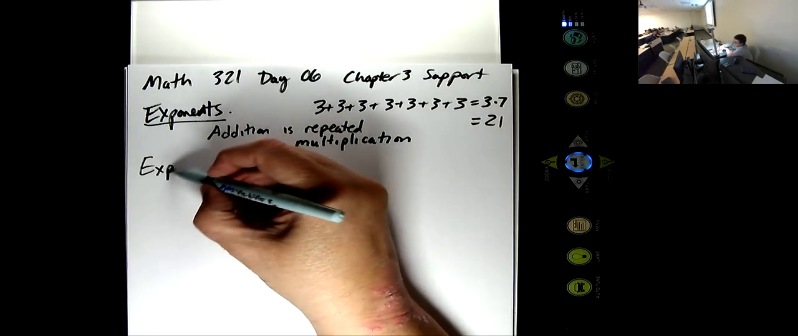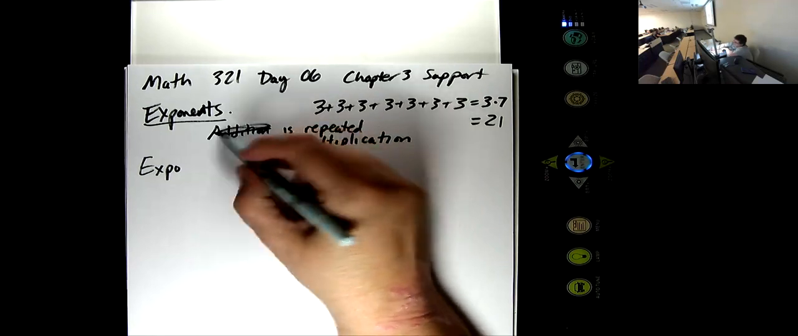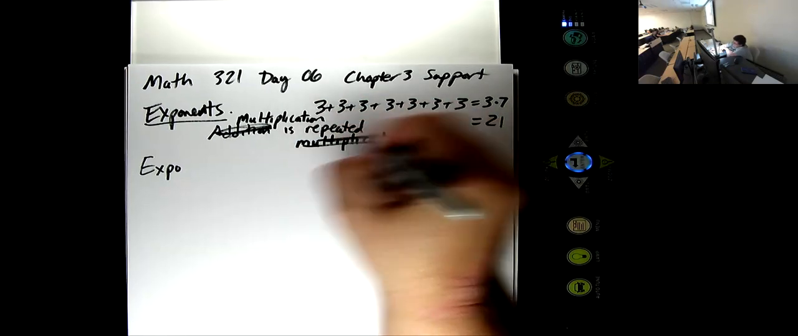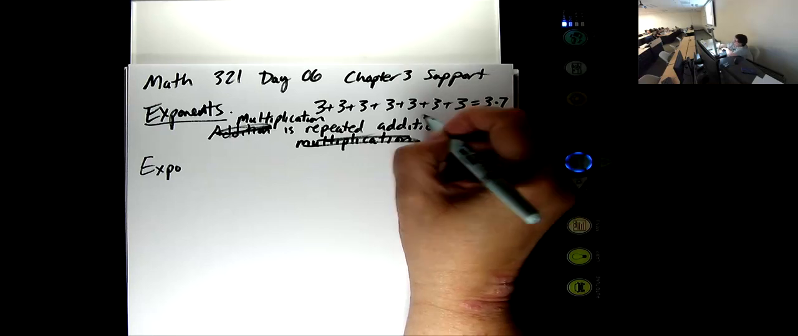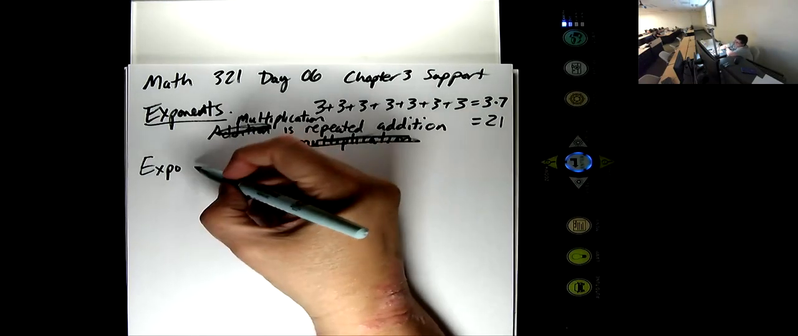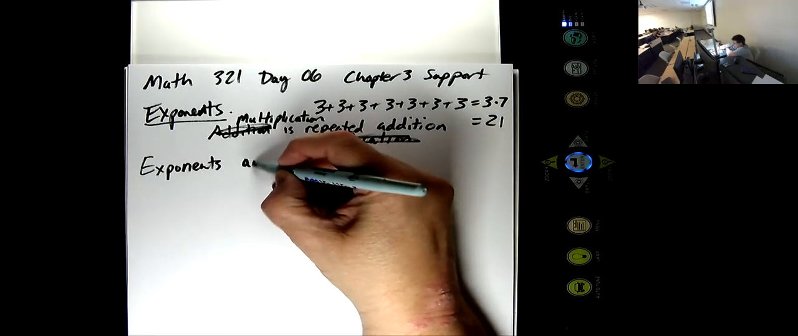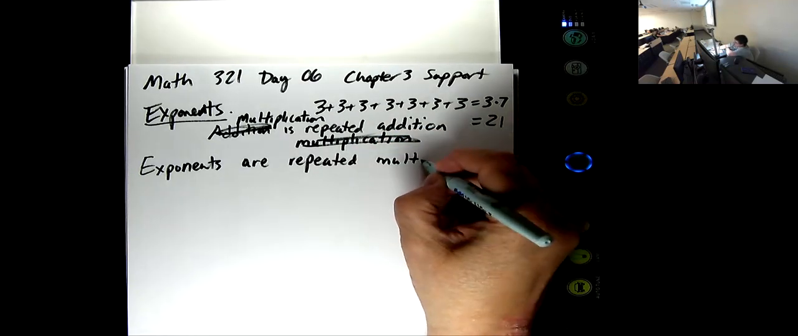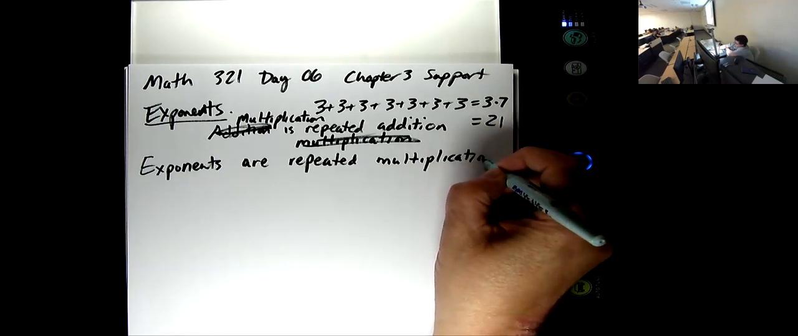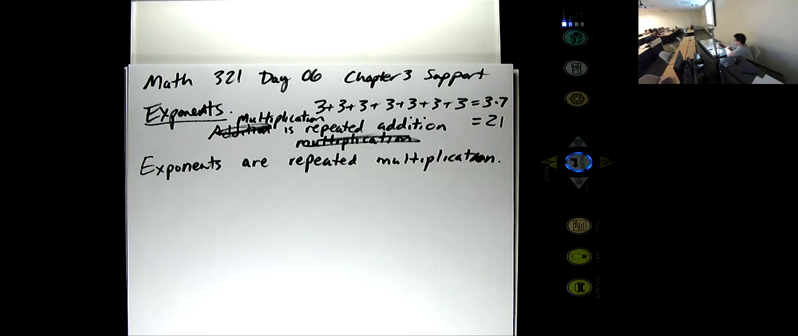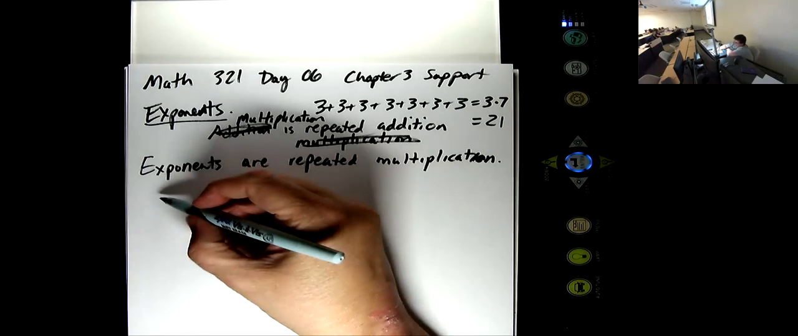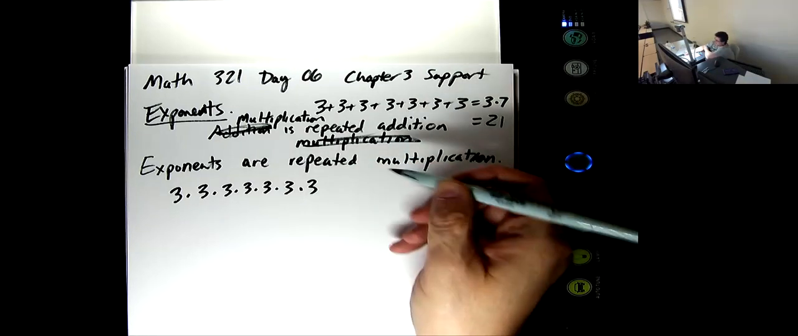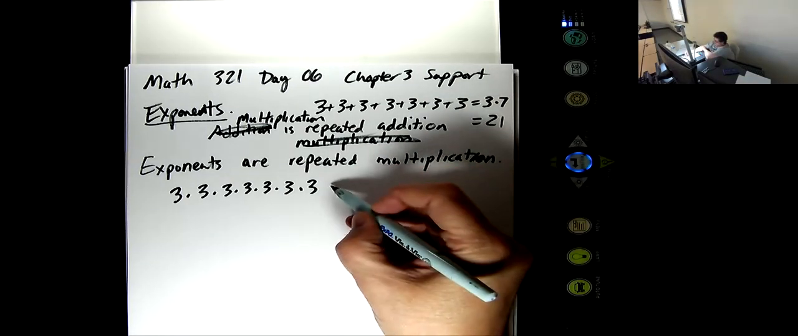Multiplication is repeated addition. Exponents are repeated multiplication. Rather than writing 3 times 3 times 3 times 3 times 3 times 3 times 3, that's a lot of time to write out.